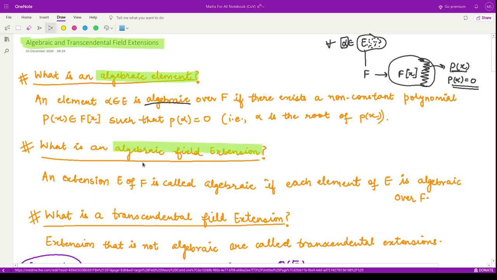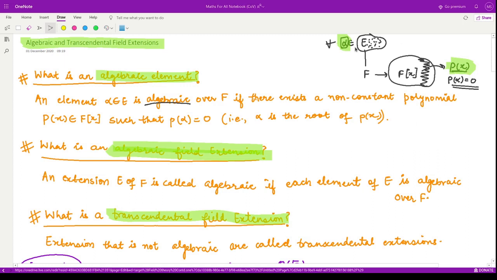So you see why the name algebraic has been given to this extension. It is because for an element to be an algebraic element, we must find some polynomial over here in the subfield of the extension field E. So that is why the name algebraic has been given to it. Moreover, let us see what are transcendental field extensions. These are the extensions which are not algebraic.